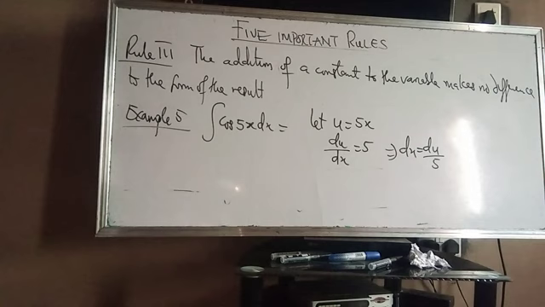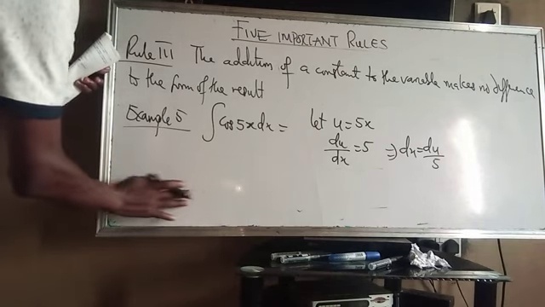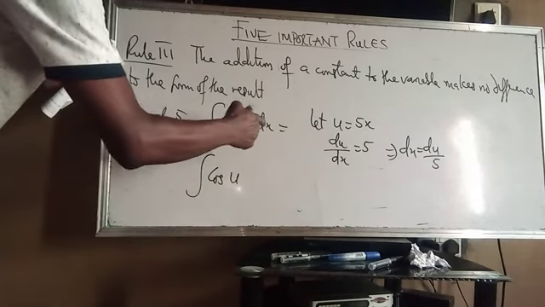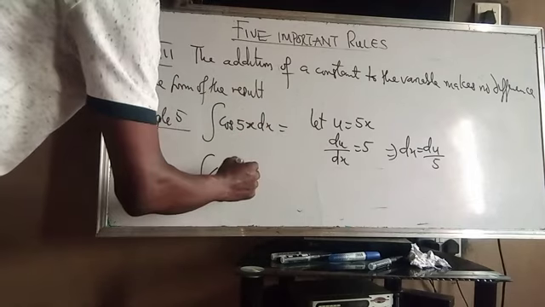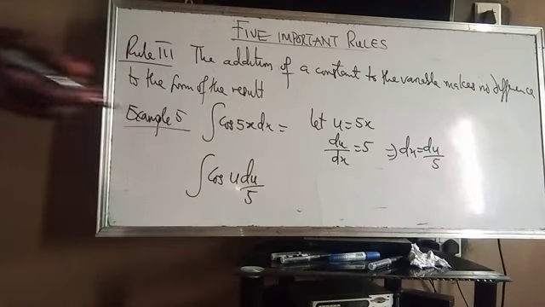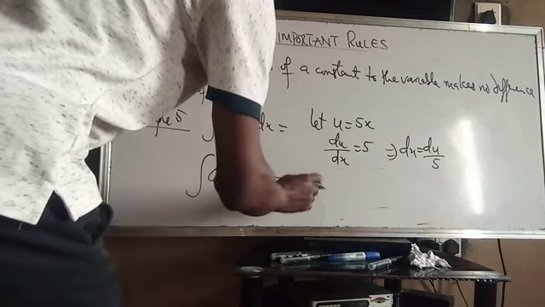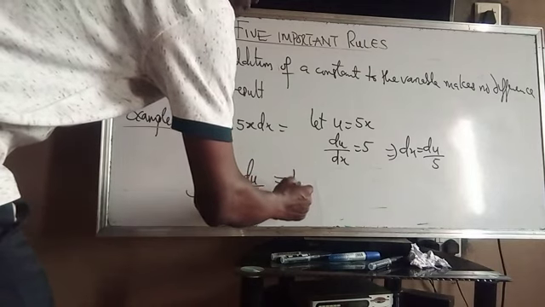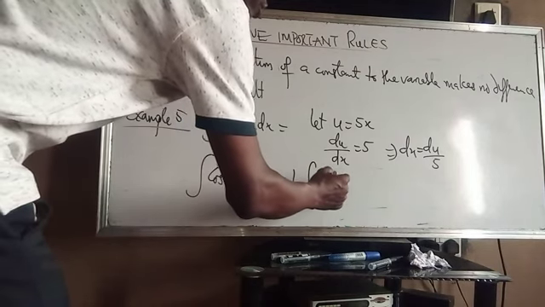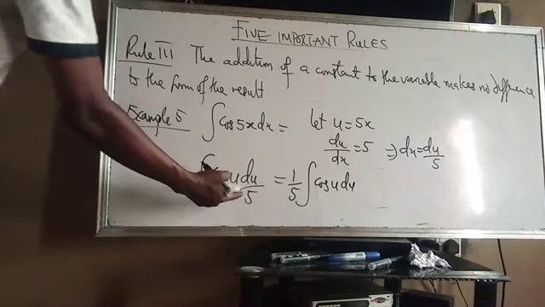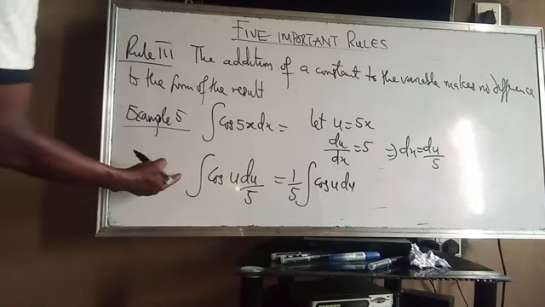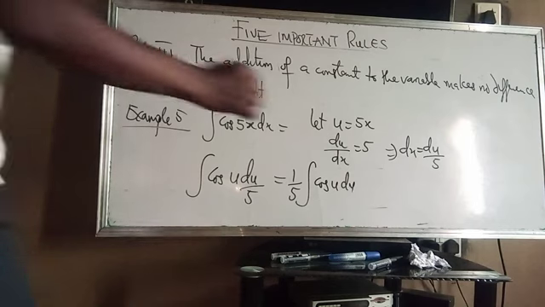You can check. So now going back to the problem, cos 5x is replaced by cos u, and dx is now du over 5. From what we learned in rule 2, you can extract the constant out. So that means you can have 1 over 5 integral of cos u du. The 5 is in the denominator, so it will be down, not up. So 1 over 5, we bring it out, it's a constant.